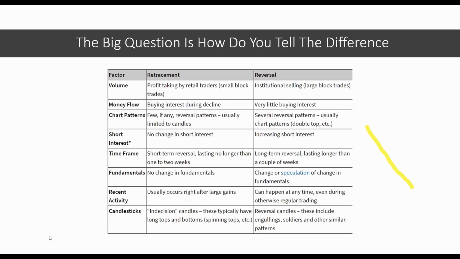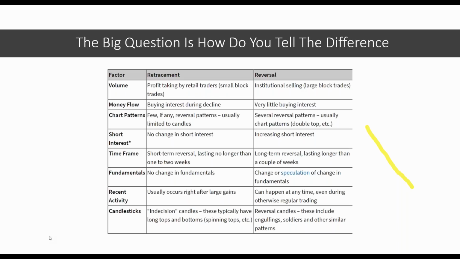Chart patterns are very interesting. Now, there are few, if any, reversal patterns except for really candlesticks. Very few will tell you that a reversal is happening. They can tell you a market is overbought or oversold. For retracements, there's nothing you're really going to see in a chart pattern that's going to tell you that it's a retracement, except if you're using trend lines of support and resistance. Now, reversals you'll see with chart patterns like double tops, double bottoms, triple tops. You'll see it with head and shoulders patterns. Now, short interest, that's something you're not going to see on charts.